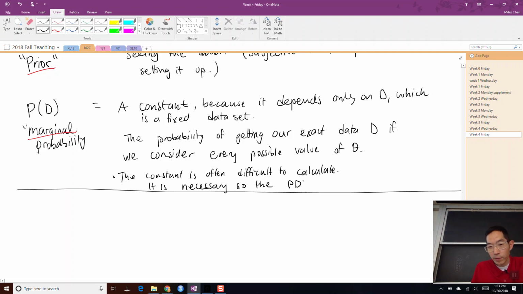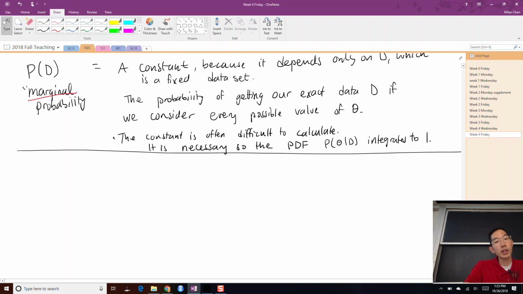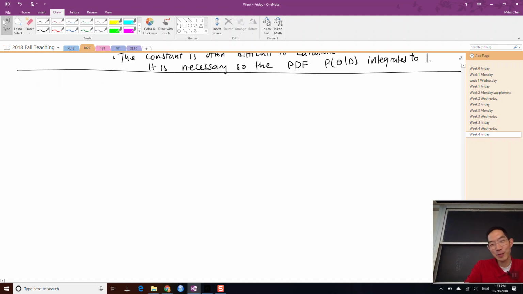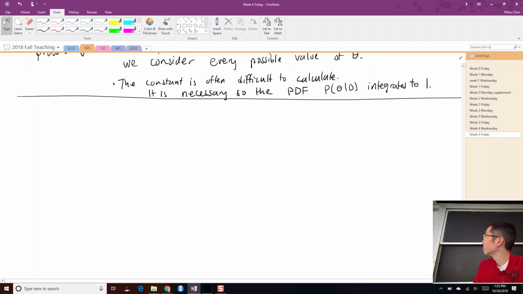So the PDF, P of theta given data, integrates to 1. Yes, our life would be much easier if we didn't have to calculate this. I don't know about life, but this step would be easier if we didn't have to bother calculating this. Life can be hard no matter what you do. Okay, but here we are.